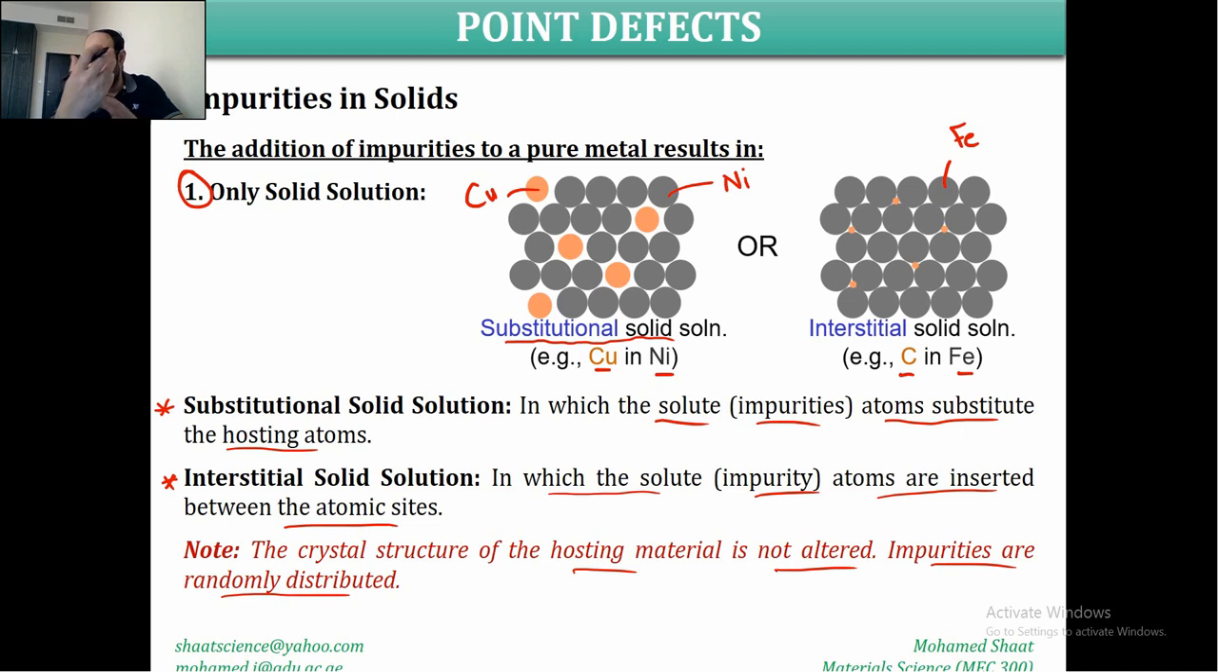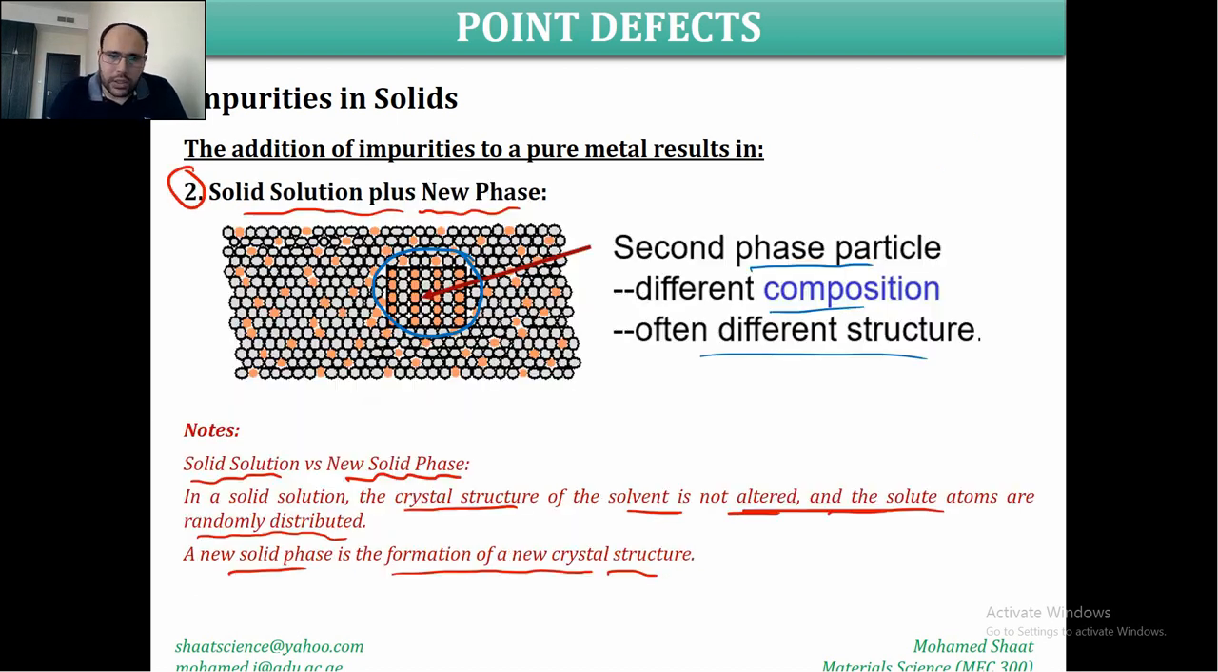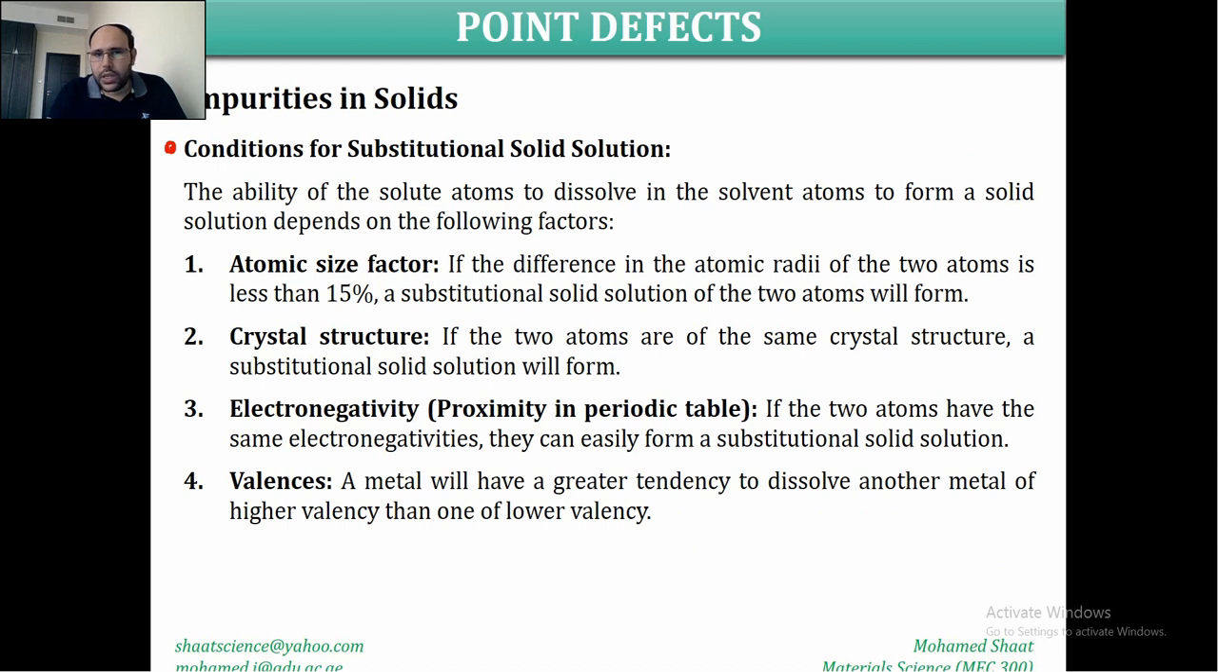To substitute an atom with another atom is not that easy. This requires certain conditions that allow the occurrence of this substitutional solid solution. There are four conditions based on which we can judge whether these two materials can dissolve in each other or form a substitutional solid solution or not. One factor is the atomic size factor. As we mentioned, in case the difference between the atom sizes is not that big, it is more likely to be substitutional.